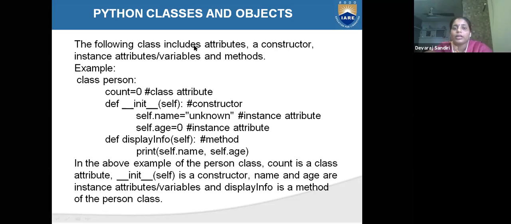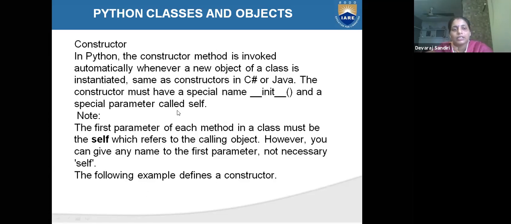Now the following class includes class attributes, a constructor, instance attributes, variables and methods. See here, class person, count is equal to 0. This is a class attribute. Then def __init__(self) is the constructor, self.name is equal to unknown, self.age is equal to 0. These are instance attributes. Then def display(self) is a method, which prints self.name. In the above person class example, count is the class attribute, __init__ is the constructor, and name and age are instance attributes.